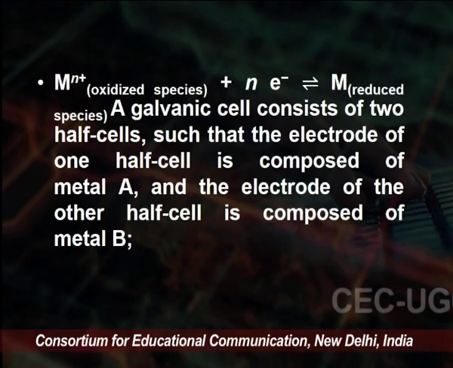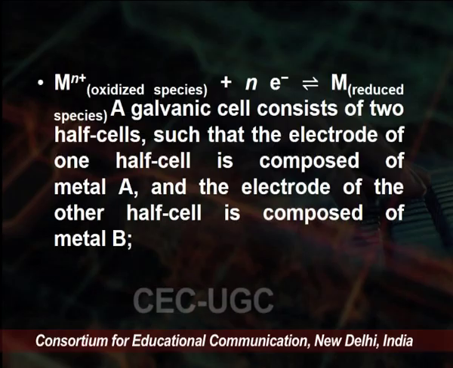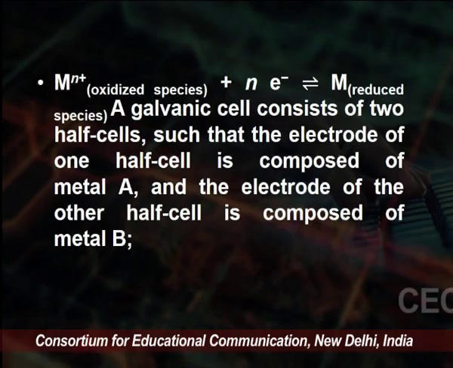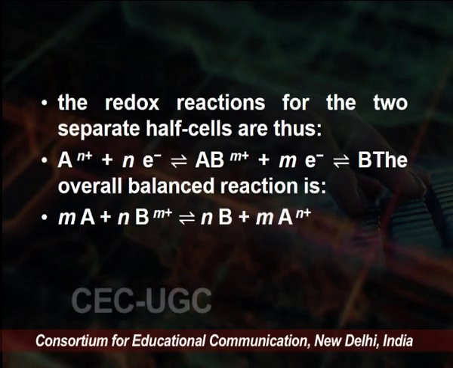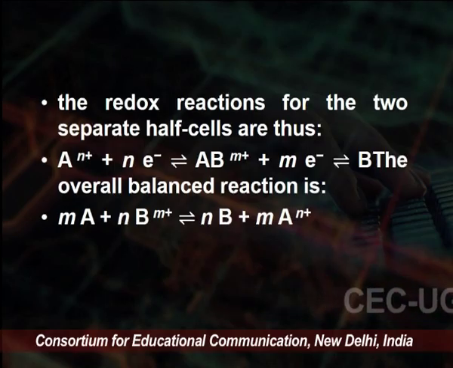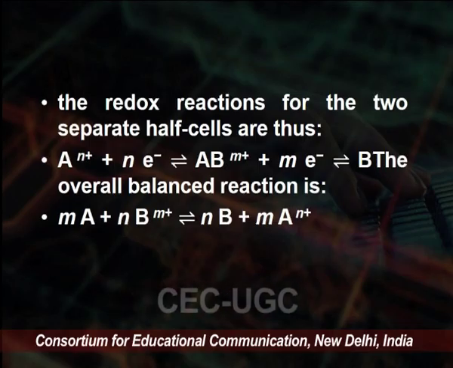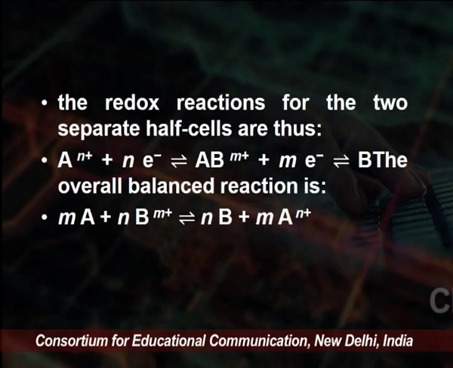A galvanic cell consists of two half cells such that the electrode of one half cell is composed of metal A and the electrode of the other half cell is composed of metal B. The redox reactions for the two separate half cells are thus represented as A^n+ + ne^- = A, and B^m+ + me^- = B, meaning oxidation and reduction.